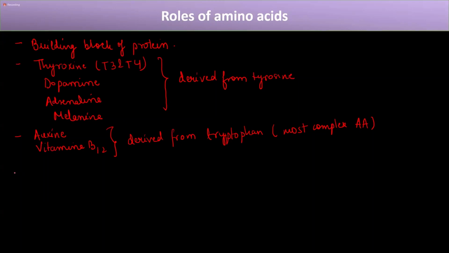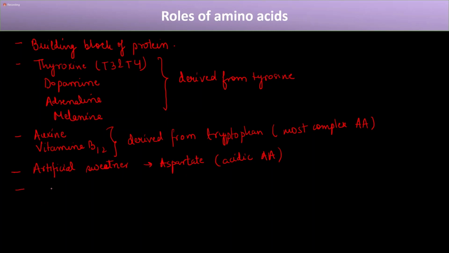Now, if we talk about artificial sweetener, it is derived from an amino acid that is aspartate. And aspartate is an acidic amino acid, right? There are two acidic amino acids, aspartate and glutamate. So the artificial sweetener is derived from aspartate.